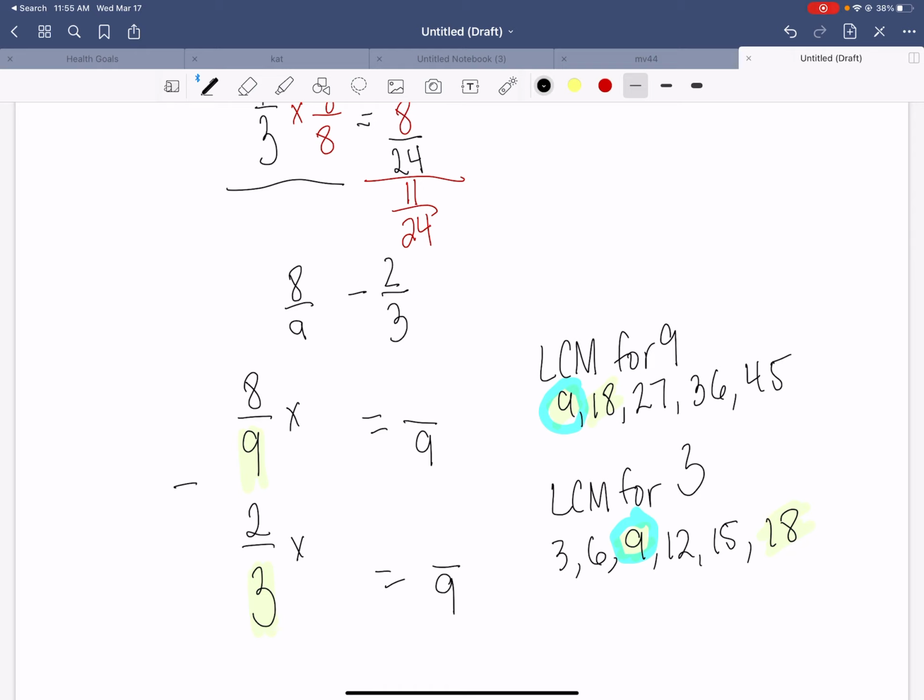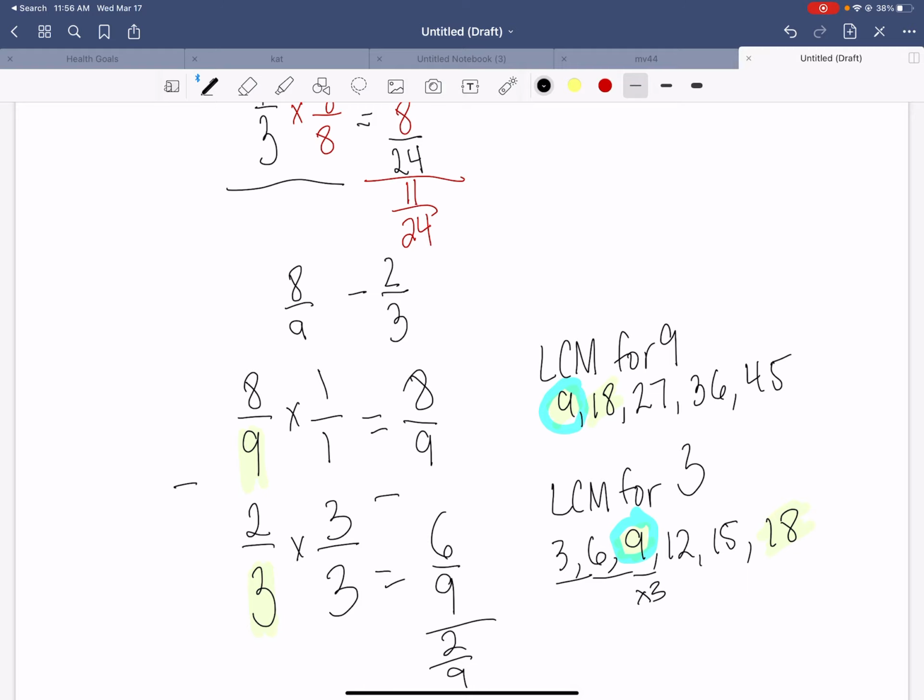And then we can go ahead and figure out what did I multiply 3 by to get to 9. Well, I can count 1, 2, 3. So times 3. And whatever I do to the denominator, I do to the numerator. So 2 times 3 is 6. And then for 9, 9 times what gives me 9? 9 times 1. So we go ahead and do that, and we're going to subtract, and we're left with 2/9.